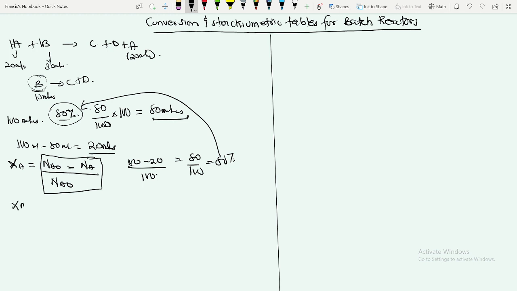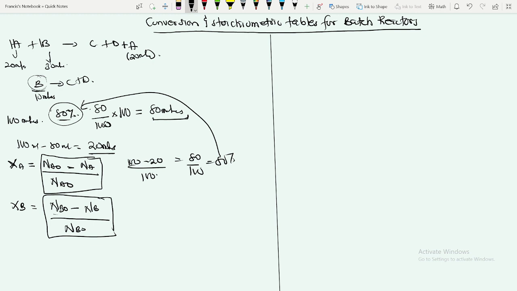Now, in the case where B is our limiting reactant, then I'm going to say N_B0, which is the initial moles of B present, minus moles of B, all over moles of B naught. And this becomes our conversion for B. Right? Yes, so that's actually what we are calling conversion and then our limiting reactant.